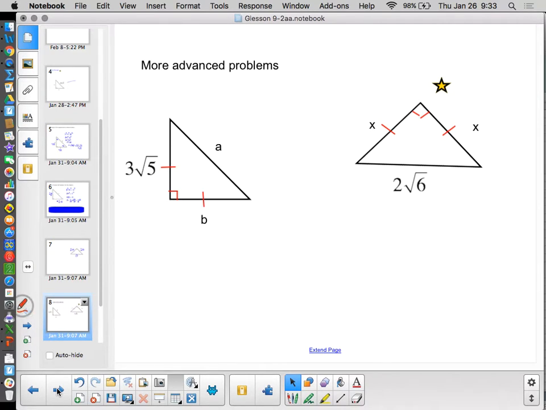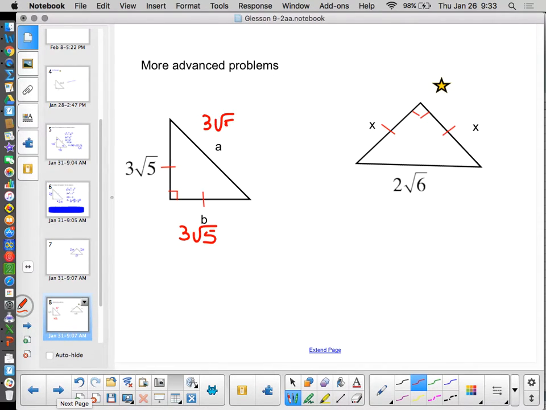Little trickier. What if I do 3 root 5 for this side? Well, our pattern still holds. This time I know a leg. The 2 legs are the same, and the hypotenuse is the leg times the square root of 2. So root 5 times root 2 is root 10. If it needed simplifying, we'd have to simplify it, but it does not, so I don't have to. This time we know the hypotenuse. So I know the leg is half the hypotenuse times the square root of 2. And you're going to have to figure out what that length is for your next question.